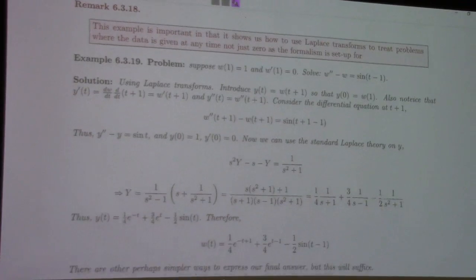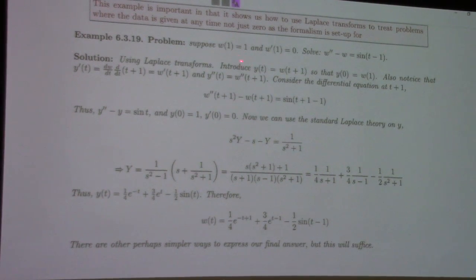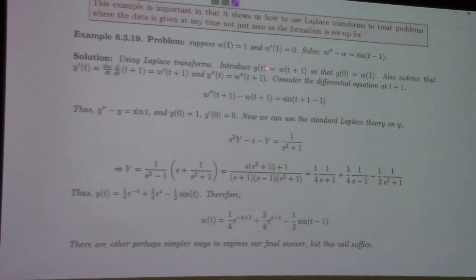This example here, guys, is interesting because this shows you how to solve. So here, notice the initial conditions are at 1, right? If you have initial conditions at 1, you can convert it to initial conditions at 0 by making a substitution. You introduce y of t, which is w of t plus 1. So let's see, when t is equal to 0, we have w of 1, right? So for the y function, time 1 becomes time 0, basically, and then we can use the standard formulas.